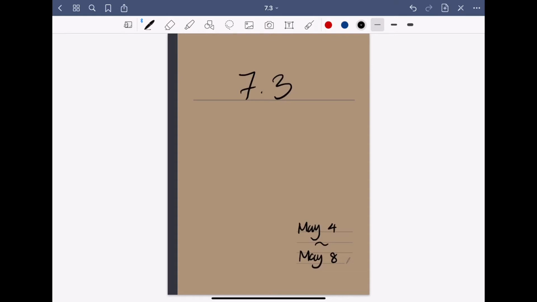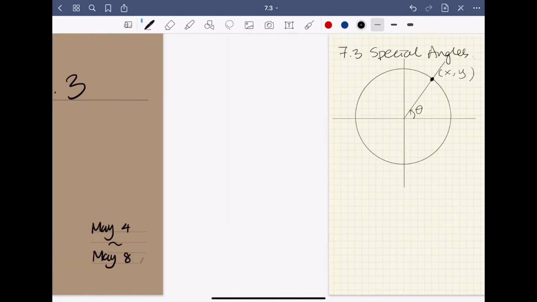In this video, we will be talking about section 7.3, special angles. This section is very important in this unit as well as for grade 12. So you guys have to understand this. Okay, so let's get started.